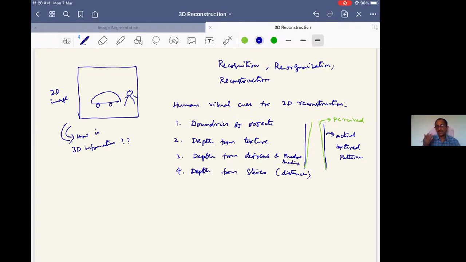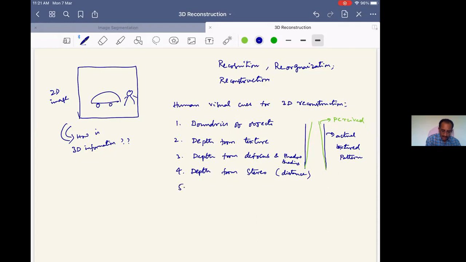And then depth from motion. When an object is stationary, you may not perceive it as being 3D. When it is moving, of course, we can perceive it. If a sequence of images is given, you can easily show that there is a 3D structure there. But if a single image is given, we may not be able to identify the depth from it that effectively. Like the depth from stereo, the distance keeps changing when the objects are in motion. That also helps us to get the depth information.